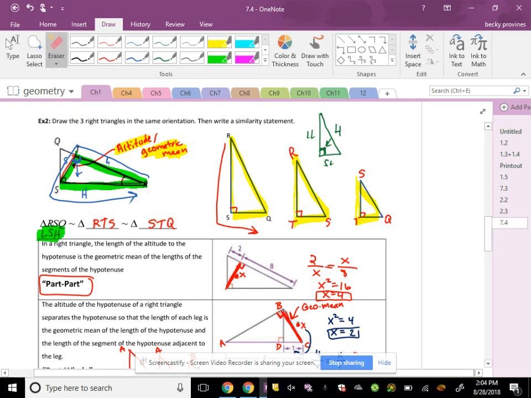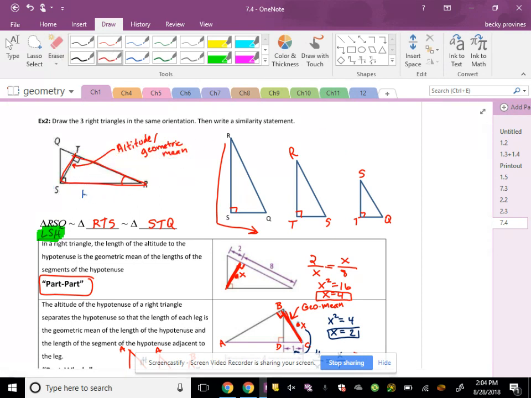Now, if you hate this way, you can try to draw them out into 3 separate triangles. That way works. But to me, that way is harder. I don't know how your brain works, but for me, this is easier.